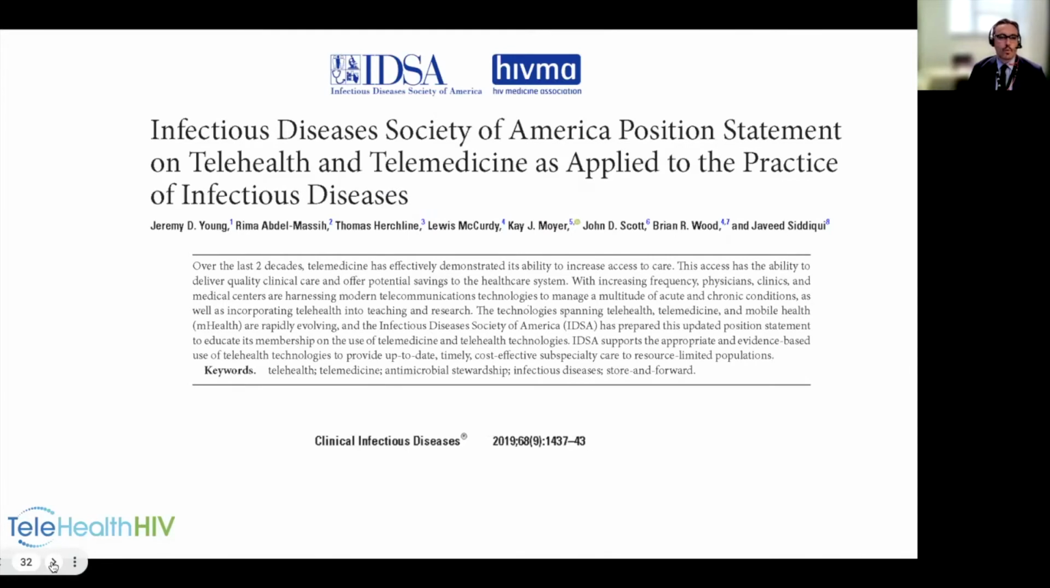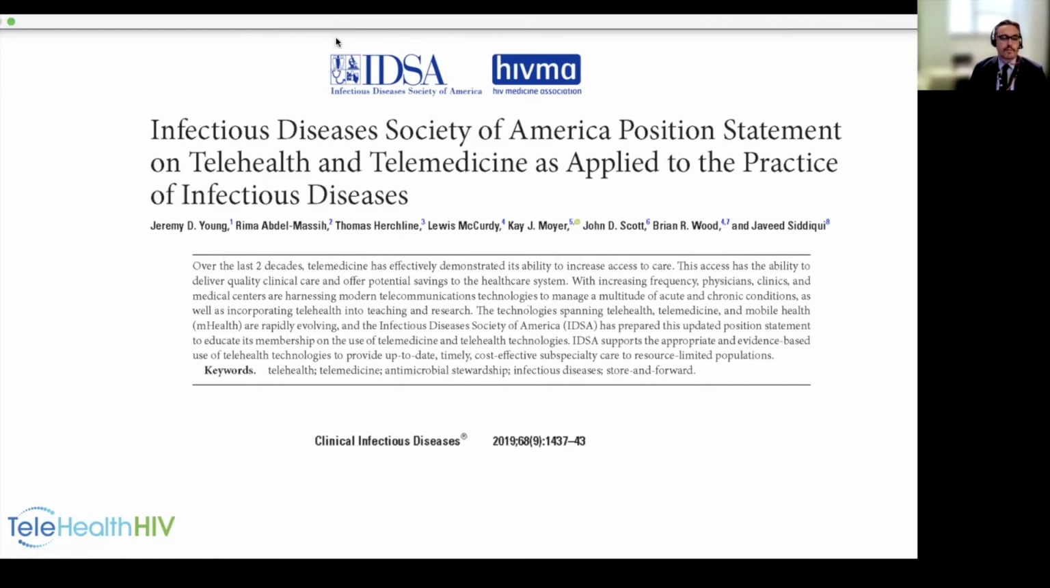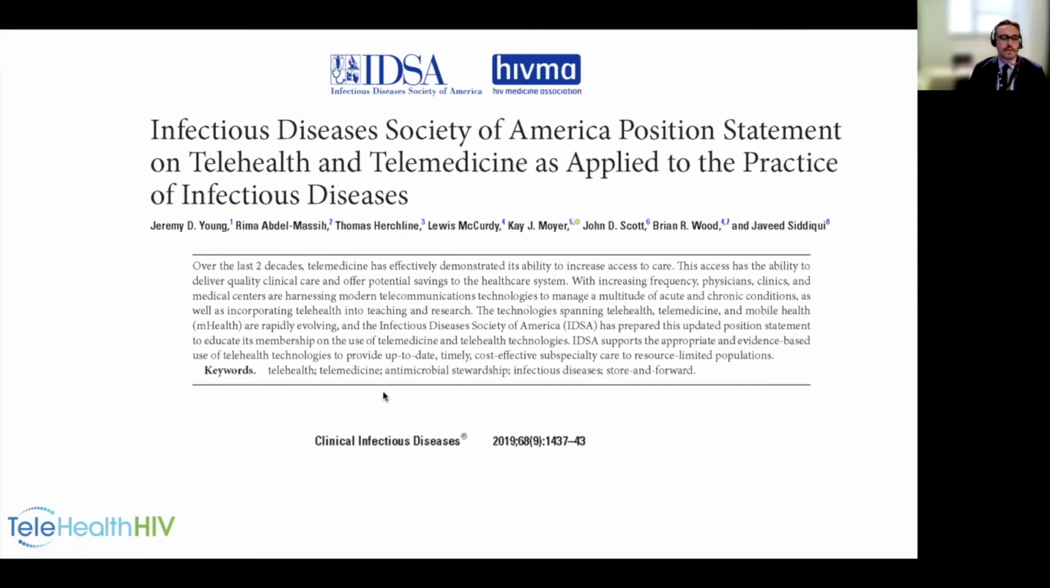And in IDSA, we now have two position statements about the use of telehealth and telemedicine in infectious diseases in general. And we have a lot of HIV talk in this paper as well. You can always reach out to any of us, but I think the paper provides a lot of good basics for the use of telehealth with HIV and with ID in general. And then go ahead to the next slide.